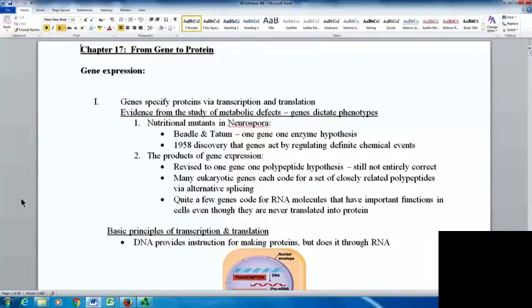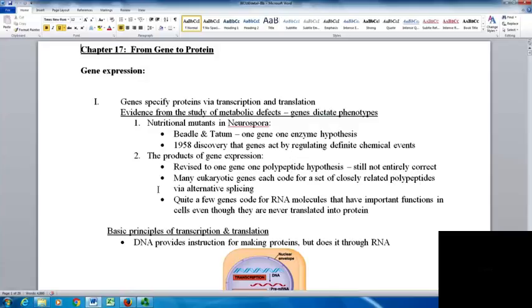The product of gene expression has been revised. It was revised to the one gene, one polypeptide hypothesis, which is still not entirely correct. What we now find is that many eukaryotic genes are going to actually code for a set of closely related polypeptides due to alternative splicing. In studying the human genome and sequencing the human genome, this was a big contributor to this knowledge.